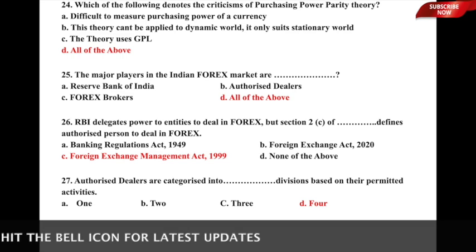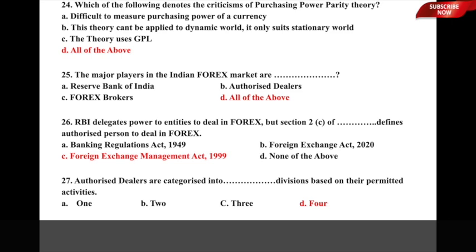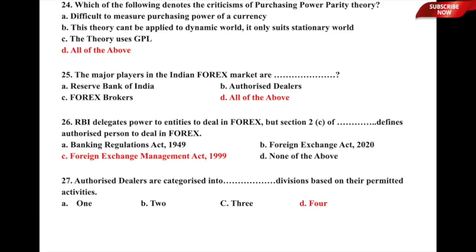Authorized dealers are categorized into dash divisions based on their permitted activities. A 1 division, B 2 divisions, C 3 divisions, and D 4 divisions. So here, a factual question: the authorized dealers are categorized into 4 divisions based on their permitted activities. So option D, 4, is the correct answer to this particular question.